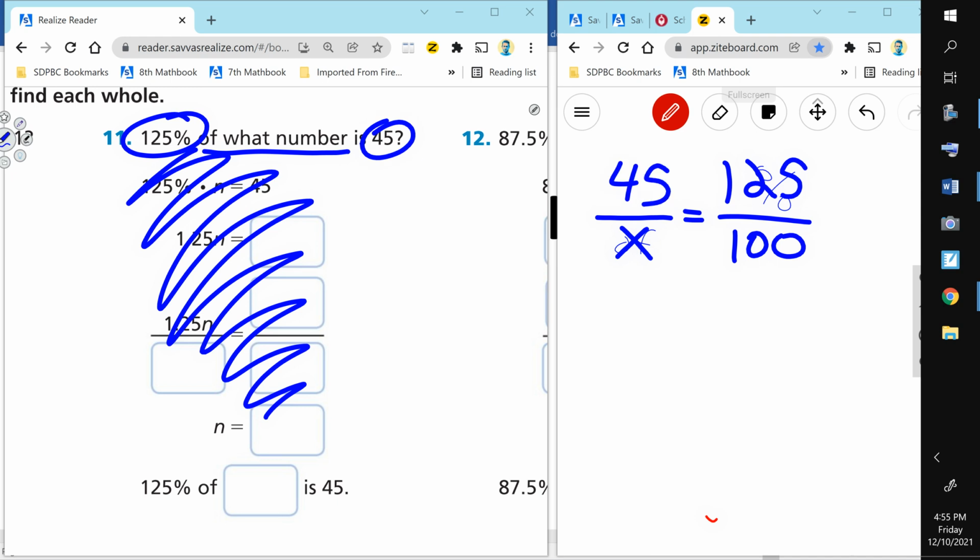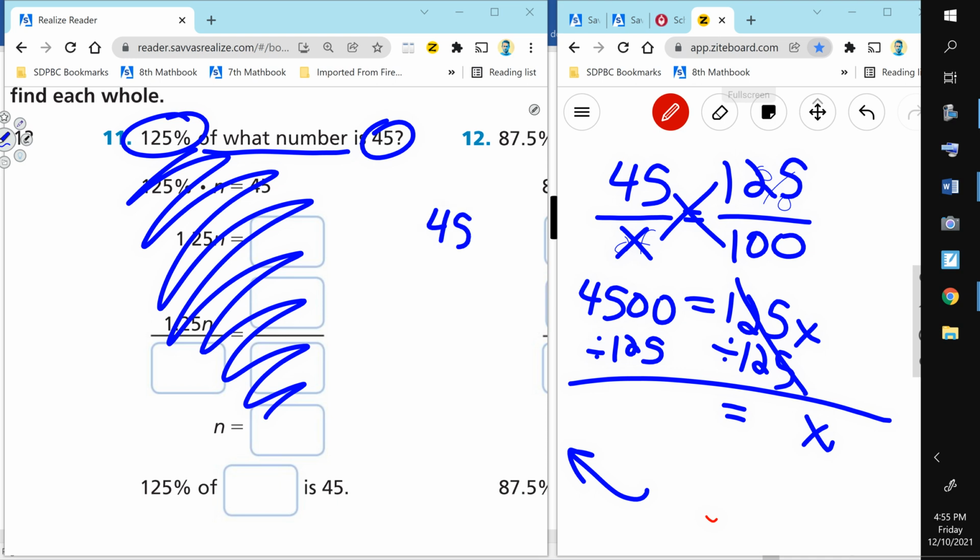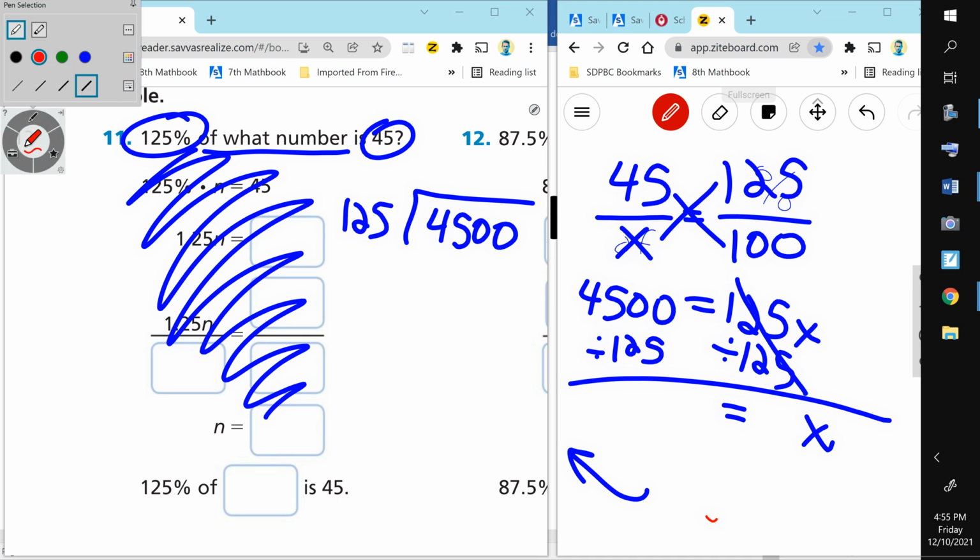So I'm going to cross multiply. I'm going to do x times 125, and then I'm going to divide both sides by 125. Cross out the tens. X equals 4500 divided by 125. So I have space over here to do the division. It's a little bit of work for this one. Let me switch colors so it's easier to see.